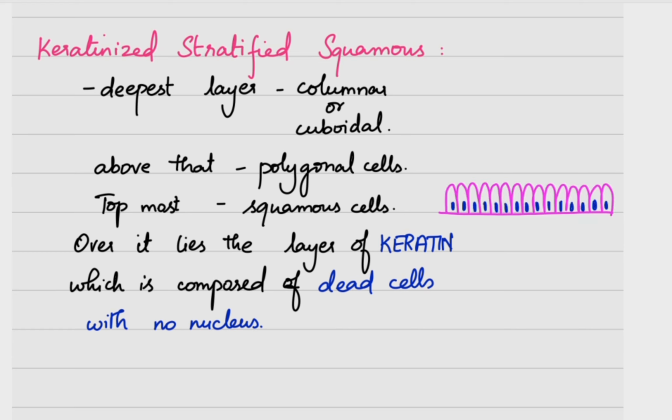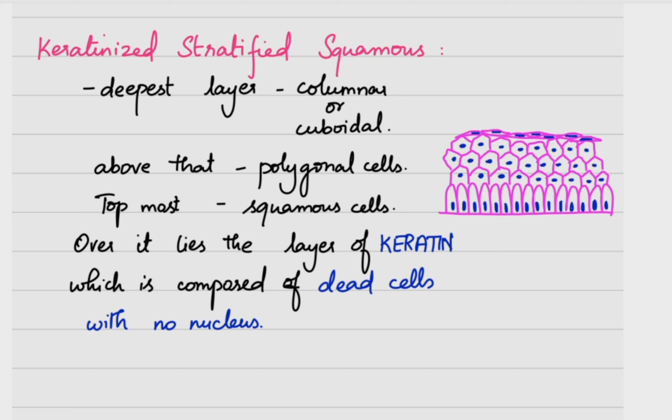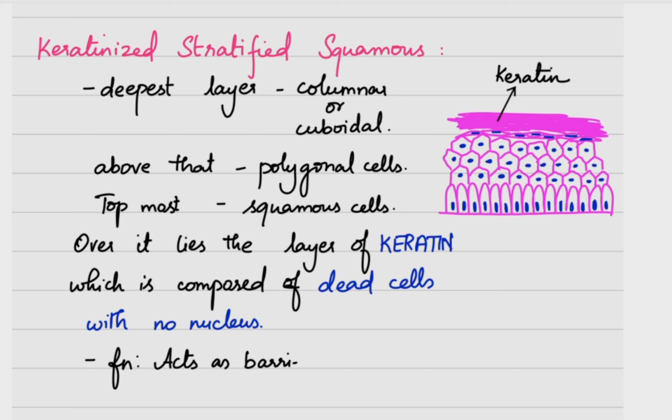Let's see a diagram for keratinized stratified squamous. This is the columnar cells, then polygonal cells, then a layer of squamous cells. Let's fill in with the nucleus. Deepest layer is the columnar, above that is polygonal, and topmost is the squamous cells. Now above these is a layer of keratin which is composed only of dead cells. The function is it acts as a barrier and it prevents excess water loss. It is seen in skin.